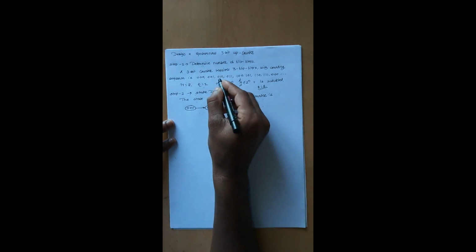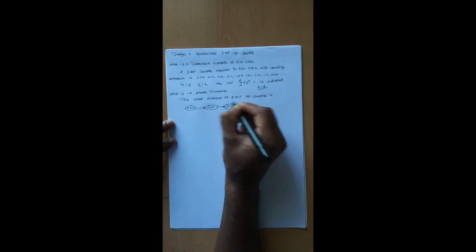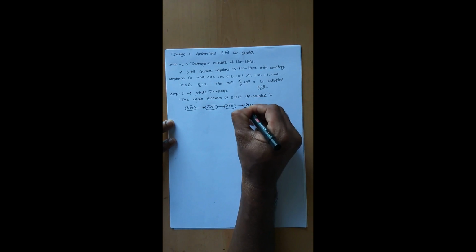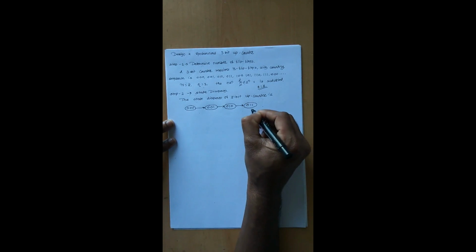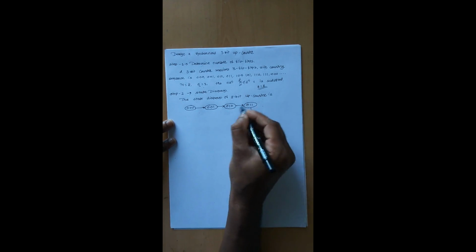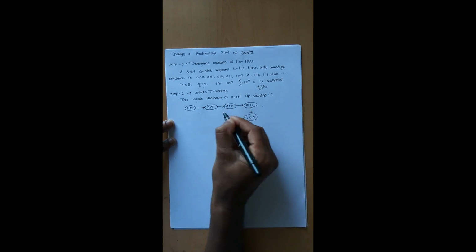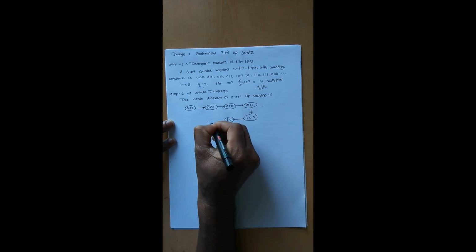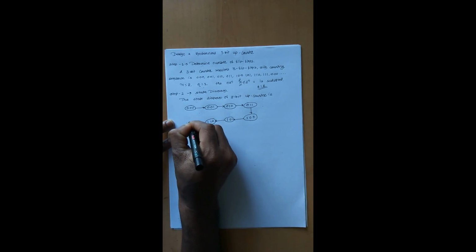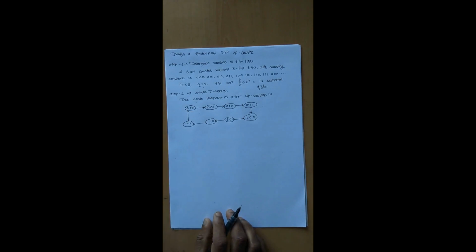This is the second counting state. The next it goes into 010. Then 011. Okay, the next 100. Then 101. Then 110. Last 111. And it again goes to the original position, that is 000.